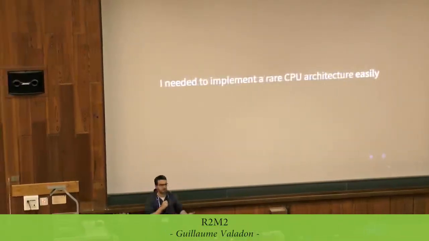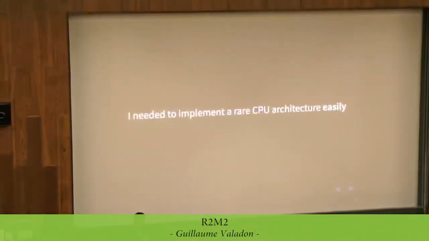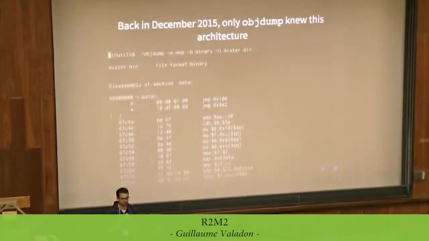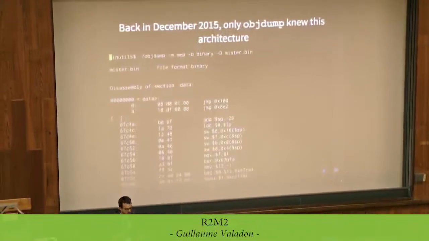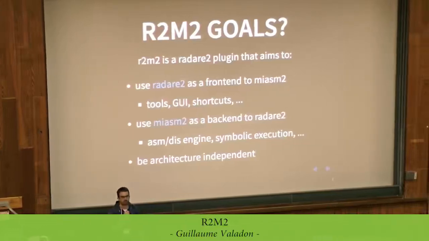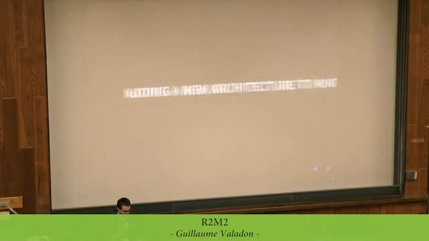So why did I do this miasm and radare2 sync? I needed to implement a really weird and exotic CPU architecture really easily. One year ago, only objdump was able to do some stuff with this architecture, which was not that useful. So I decided to build R2M2, a radare2 plugin that aims to use radare2 functionality in order to give a GUI to miasm, and to bring miasm's assembly engine and symbolic execution engine to radare2.